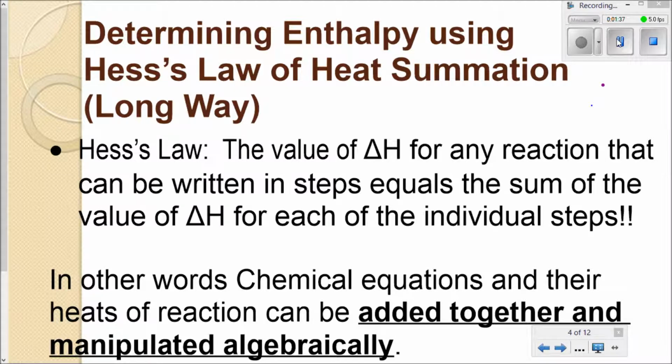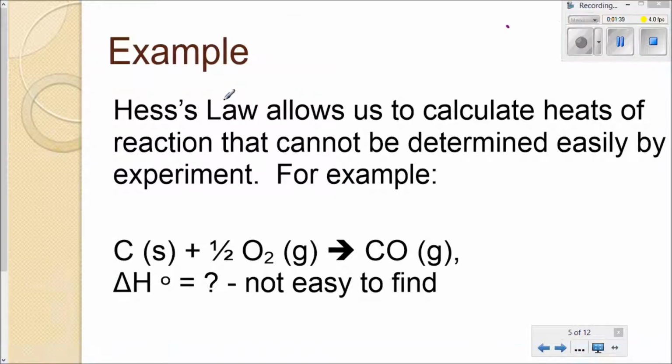We're going to actually go through two examples. In this example here, we have carbon solid plus half O2 equals carbon monoxide. Now that's difficult to do. We can't do that in an experiment. We can't determine it. There's no experiment that we can design to do it. So what we do is we find other experiments that we know the delta H for, and we add them together to equal this equation that we don't know.